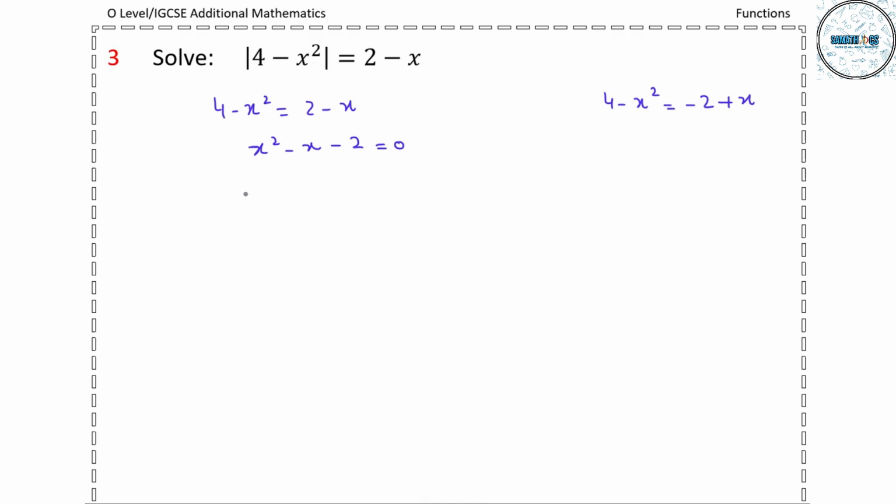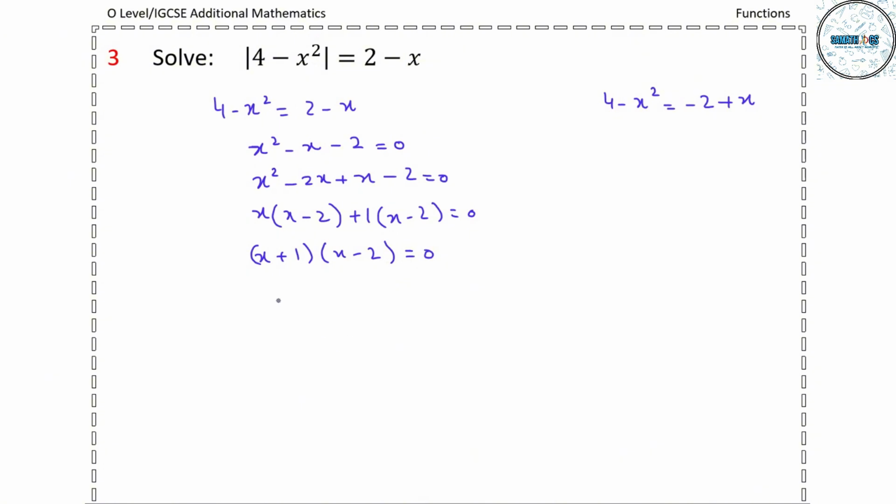Now we'll solve this quadratic equation. We can take the factors of minus 2 x squared as minus 2x and plus x. x is common, x minus 2 plus 1 is common. x minus 2 is equal to 0. x plus 1, x minus 2 is equal to 0. Now we have x plus 1 is equal to 0 and x minus 2 is equal to 0. So we have x is equal to minus 1 and x is equal to 2.